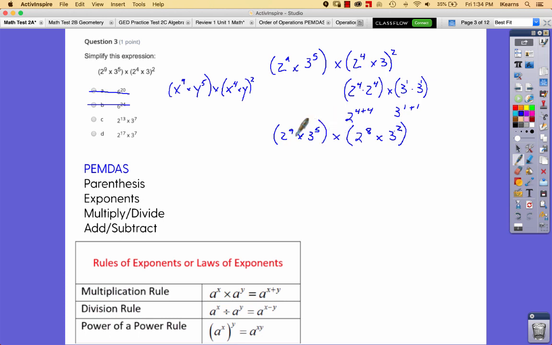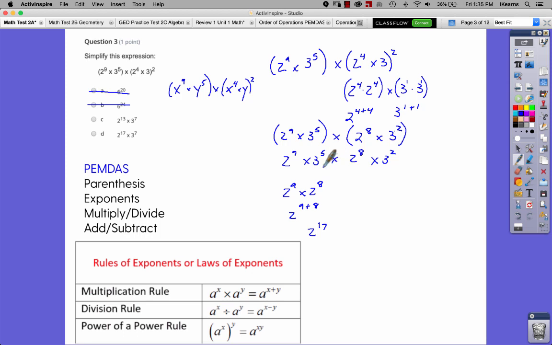Since nothing's impacting on the outside of these parentheses, we can get rid of them. If we do that, then we can combine the 2's and combine the 3's. So it's 2 to the 9th times 3 to the 5th times 2 to the 8th times 3 to the 2nd. Let's combine the 2's. We get 2 to the 9th times 2 to the 8th, which is the equivalent of 2 to the 9 plus 8, which is 2 to the 17th.